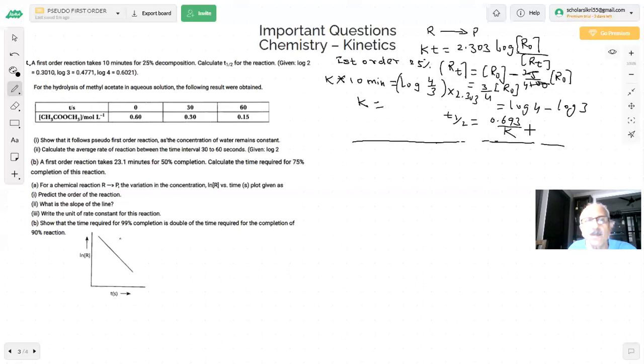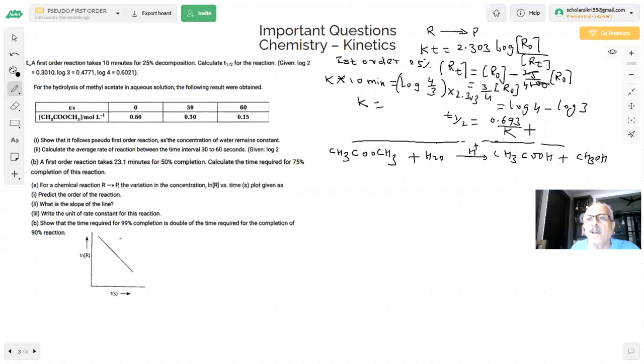You already know what we are doing: ester, CH3COOCH3, is reacting with water in the presence of H plus, and you are forming acetic acid and CH3OH. This reaction is so important. Can't believe they are giving so many questions on it.